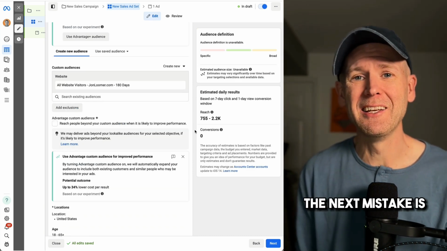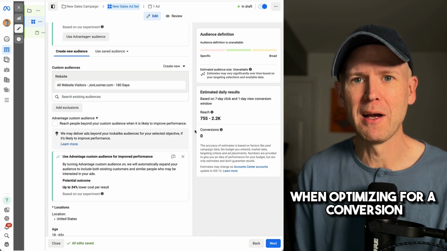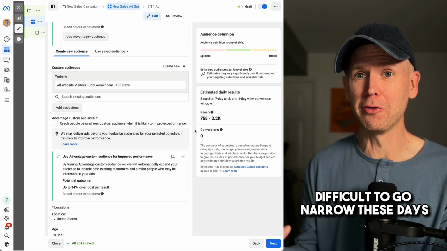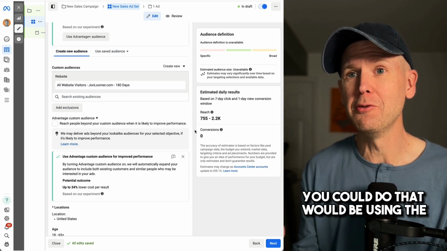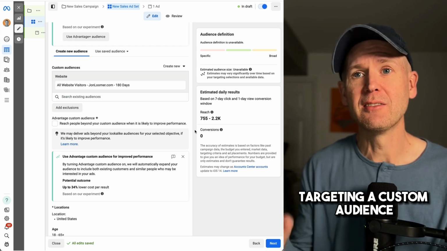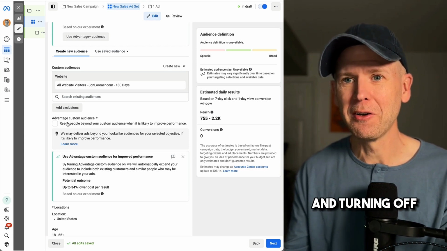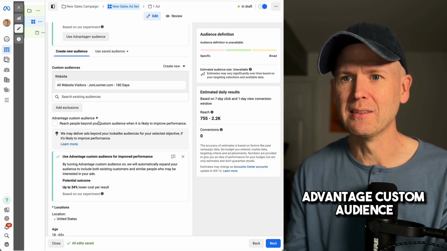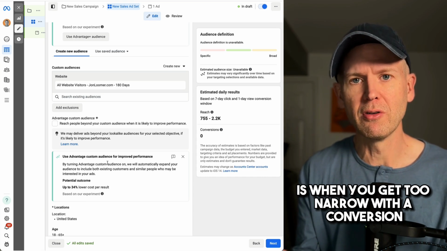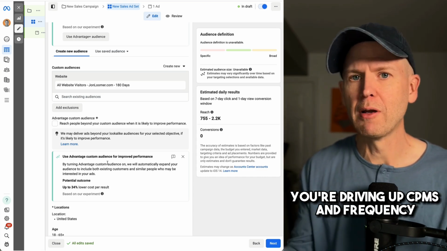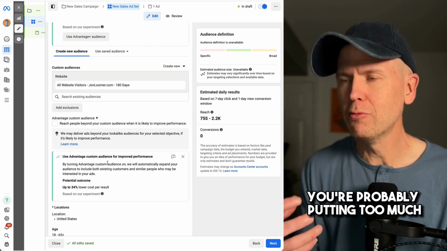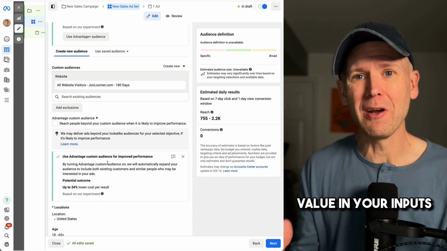The next mistake is you're going too narrow when optimizing for a conversion. Now, of course, it is actually difficult to go narrow these days, but one way you could do that would be using the original audience options, targeting a custom audience, and turning off Advantage Custom Audience. So the problem here is when you get too narrow with a conversion, you're driving up your costs, you're driving up CPMs and frequency, when in reality, you're probably putting too much value in your inputs.